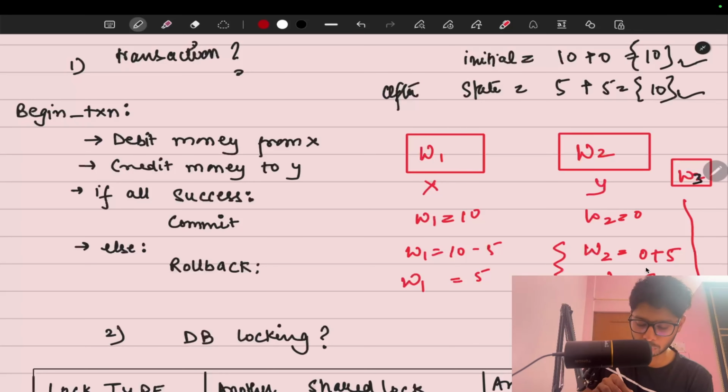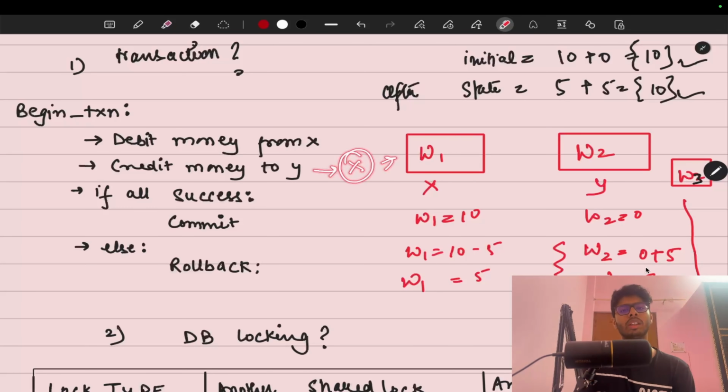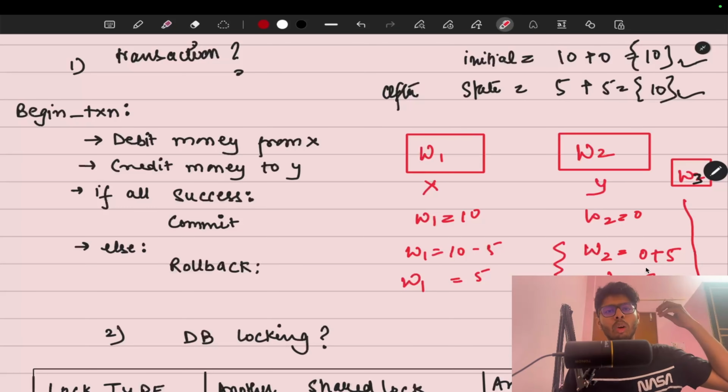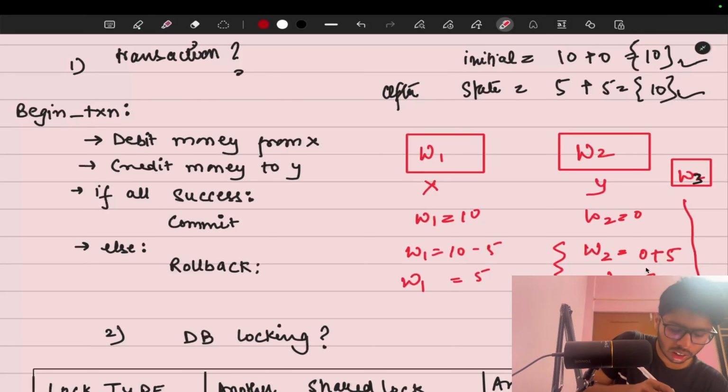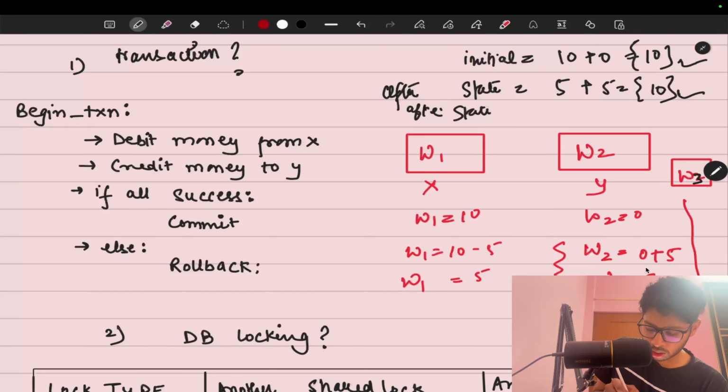But let's understand the problem. There can be two problems. The first thing can be that suppose this line didn't work because of some reason, like this row is already locked by some other transaction, or there can be some other problems going on in the database, and we are not able to do the change to credit money to Y, we are not able to perform this transaction. So the after state will look something like that. What we'll say is, after state, I will mention it with a tick that it is a perfect state, and this is a problematic state, that will say 5 plus 0 is equal to 5.